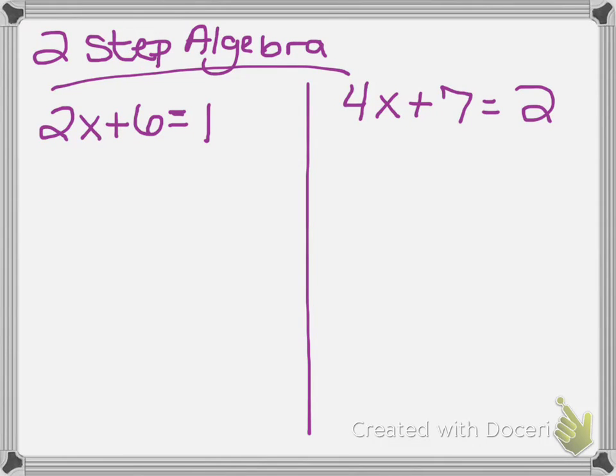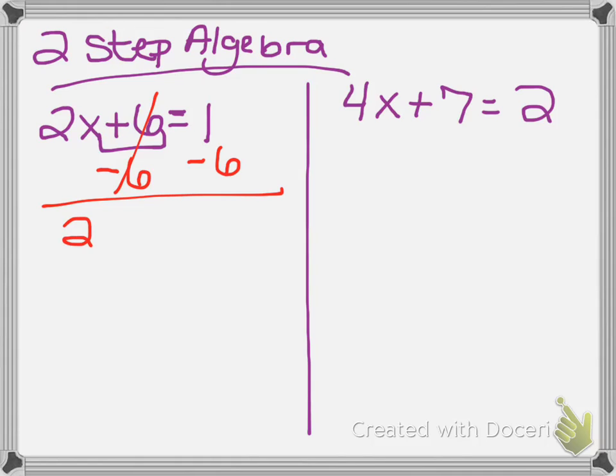Okay, class, now we're going to be doing two-step algebra. So again, our goal is to get, in this case, x by itself, which is the variable. So we want to start away from the x, and we have 6x. So we're going to look at it again, and it's plus 6. So we want to do the opposite, which is minus 6. What you do to one side, you do to the other. My 6's are going to cancel. I'm going to be left with 2x equals 1 minus 6 is negative 5.